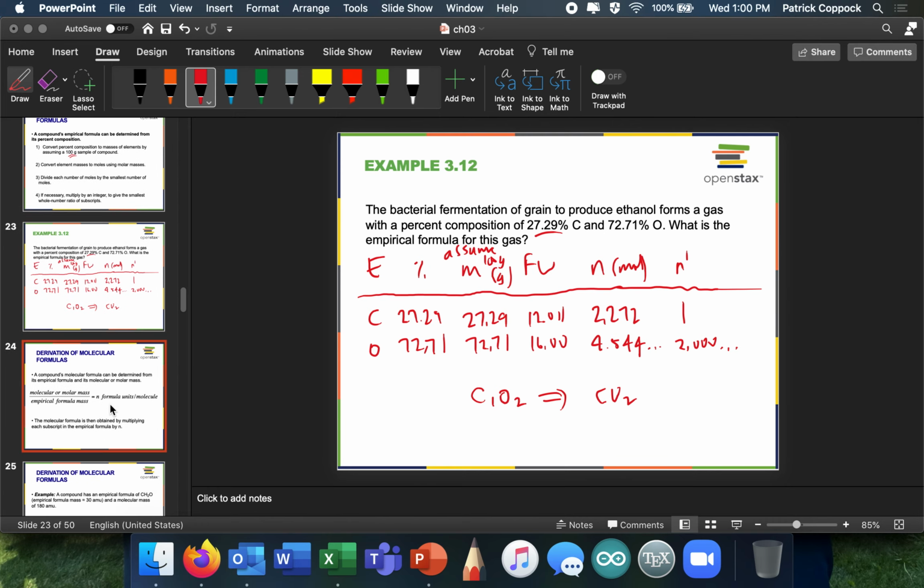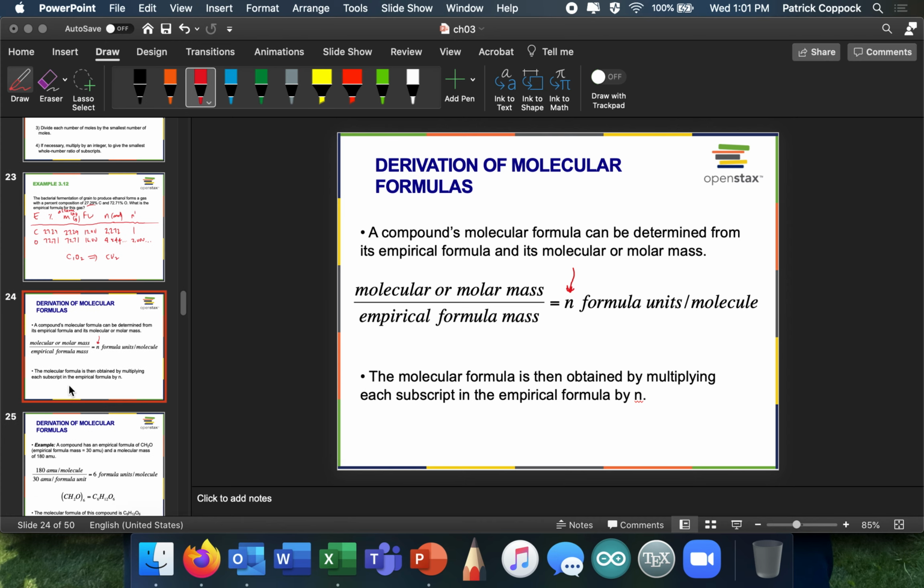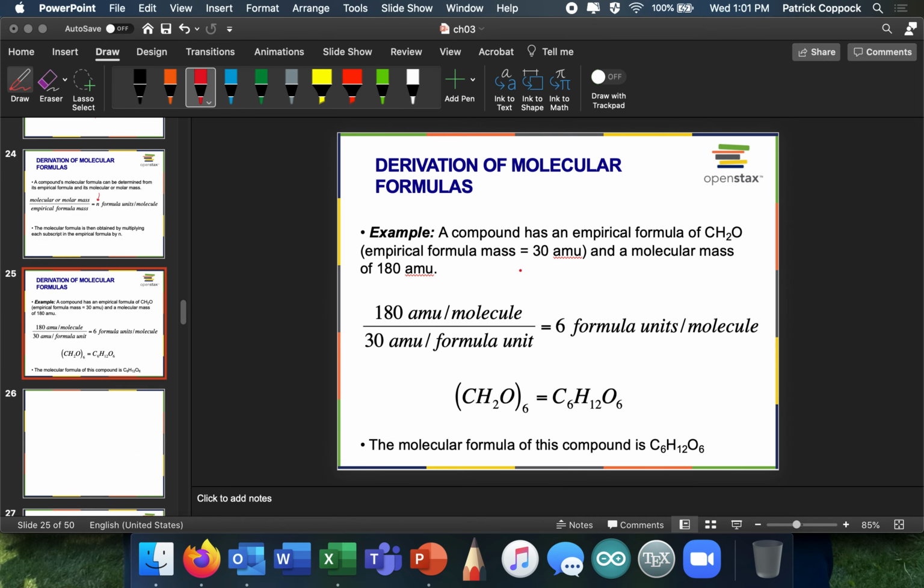All right, so the final thing I'm going to say in this conversation is that we can get molecular formulas by taking the empirical formula and shifting it. So watch this. A compound's molecular formula can be determined from its empirical formula and its molar mass. So if I take my molar mass of the compound and divide by the empirical formula mass, it's going to tell us how many times to multiply all those numbers in it. This will make more sense in just a second. So let's look at this.